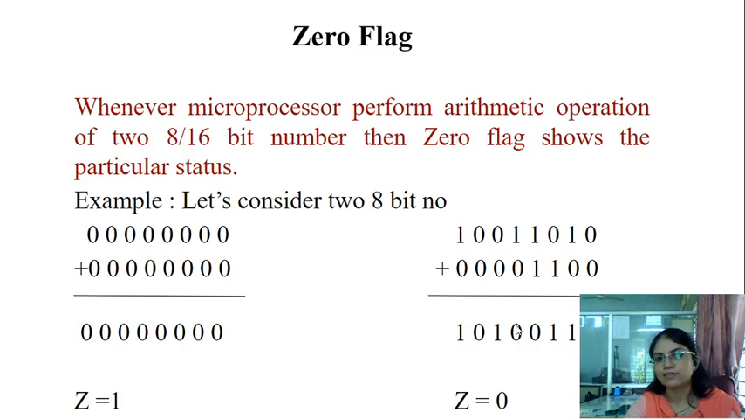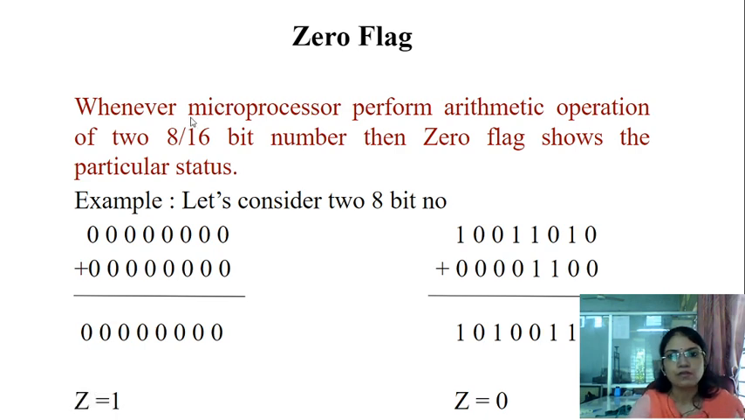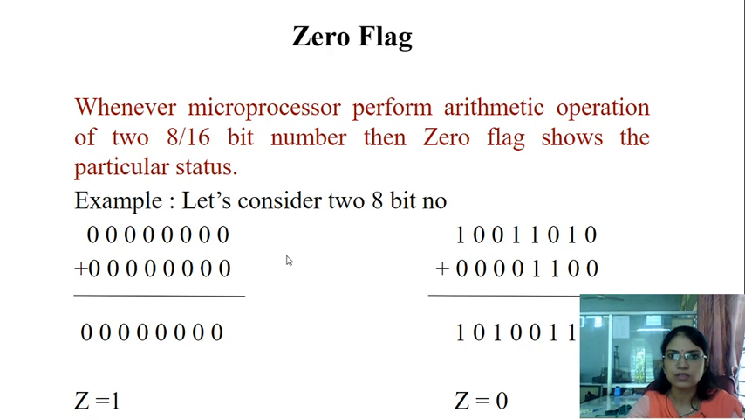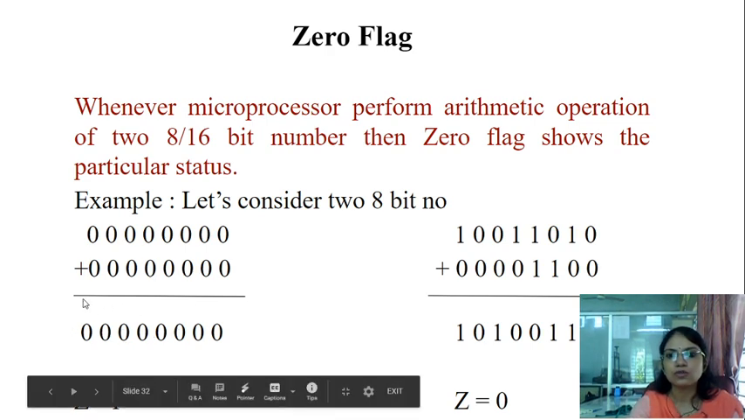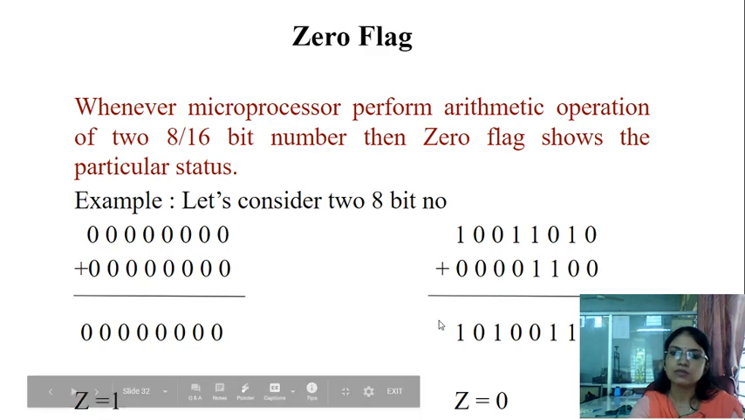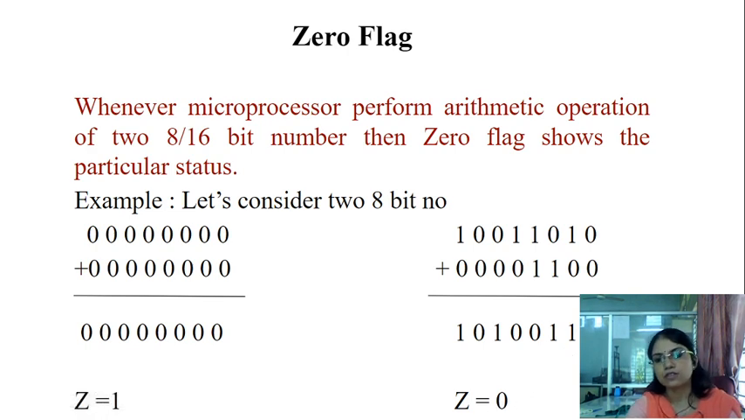Then the zero flag also indicates the status of a number. Whenever the microprocessor performs an arithmetic operation on two 8-bit numbers, after adding them, if the result is 0, the zero flag will show its particular status. And if after adding the two numbers the result is non-zero, the Z flag status will be 0.